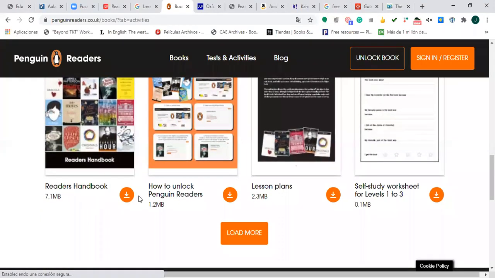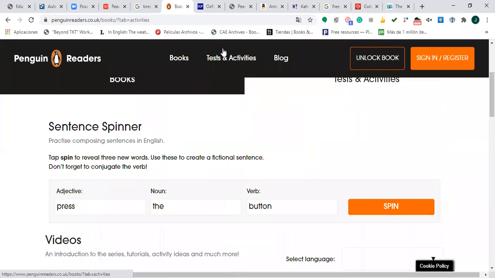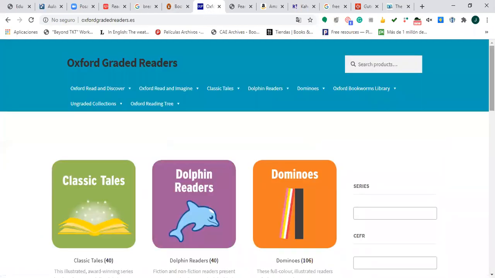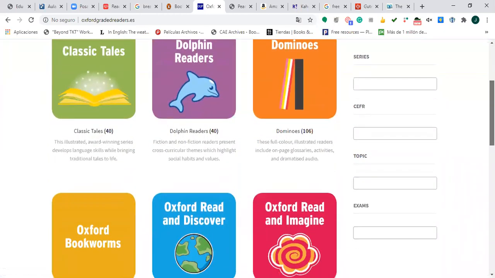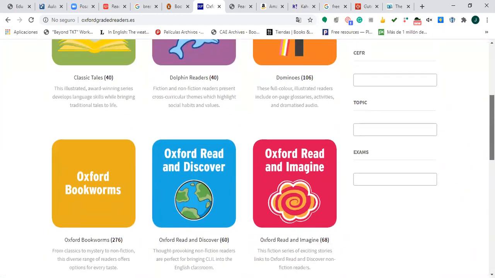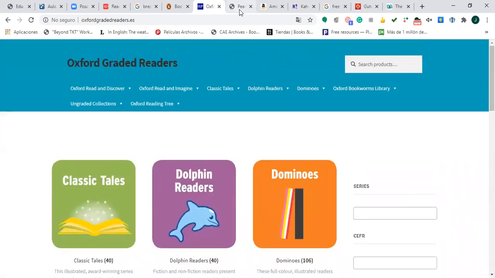You can download it here: Reader's Handbook, how to unlock Penguin Readers, lesson plans, self-study worksheets, and they are divided by levels. So you have a lot here. On the Oxford it is similar. Here you have Classic Tales, Dolphin Readers, Dominoes, Oxford Bookworms. You have a lot of information here. I'm going to write it on the chat again.